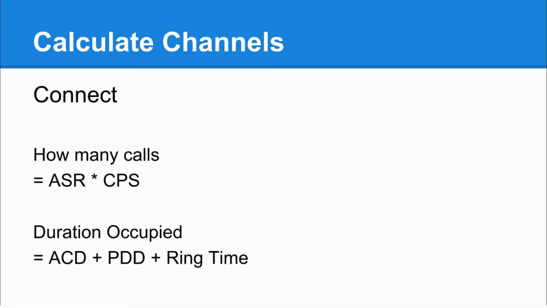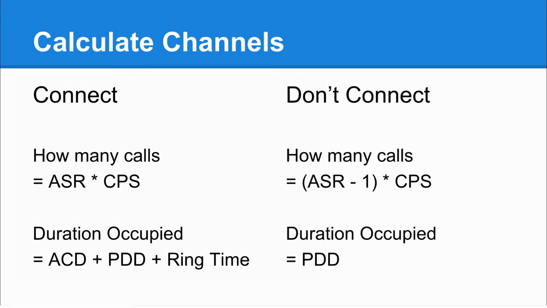Then, for that same group of connected calls, we also want to find out the duration. The duration of these calls is going to be the average call duration plus the post-dial delay plus the ring time. This will give us the total channel occupancy. Then we'll look at the calls that don't connect. To find that out, we simply do ASR minus 1 times by the calls per second. The duration occupied is just going to be the post-dial delay.